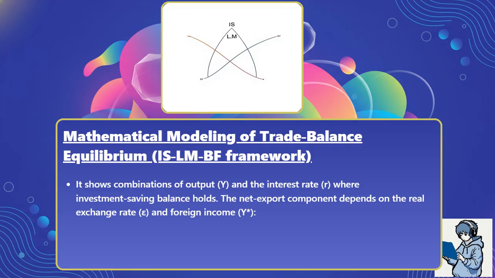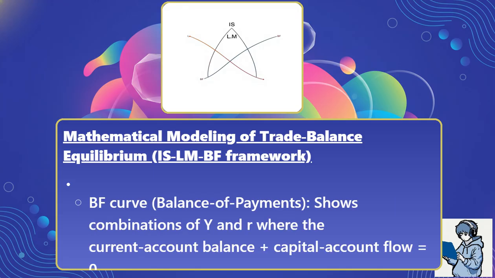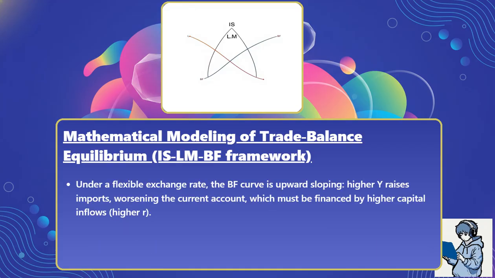The net export component depends on the real exchange rate, epsilon, and foreign income, Y star. X equals X of epsilon, Y star; M equals M of epsilon, Y. The LM curve represents money market equilibrium, M over P equals L of Y. The BF curve, balance of payments, shows combinations of Y and R where current account balance plus capital account flow equals 0. Under a flexible exchange rate, the BF curve is upward sloping.